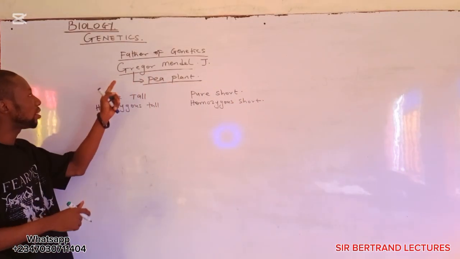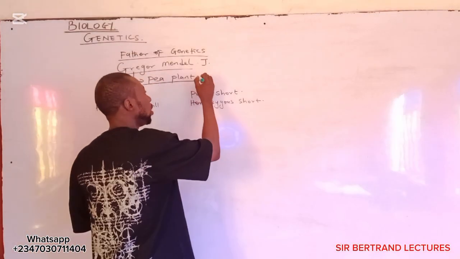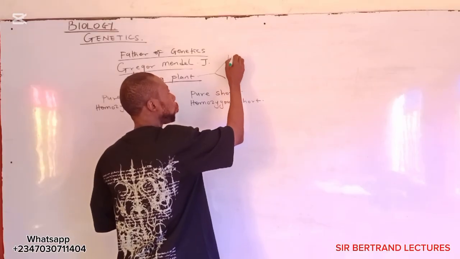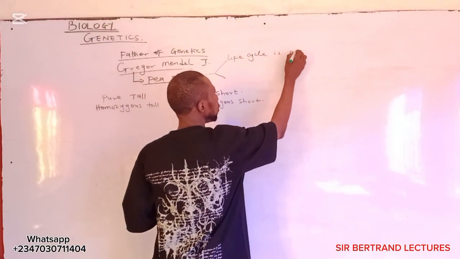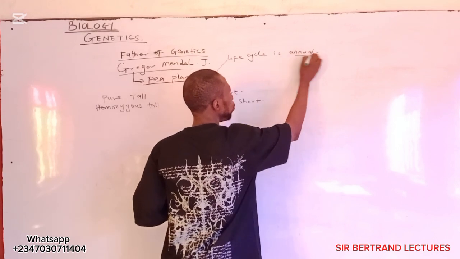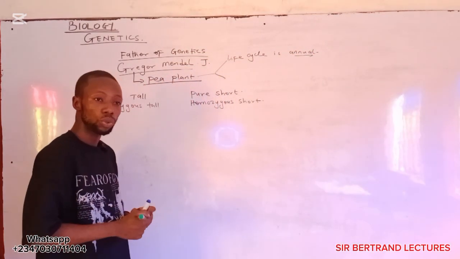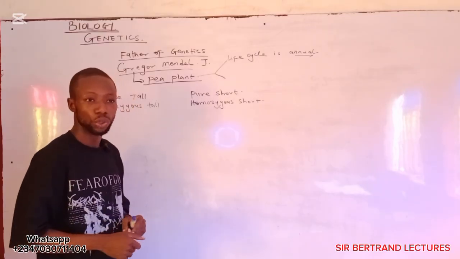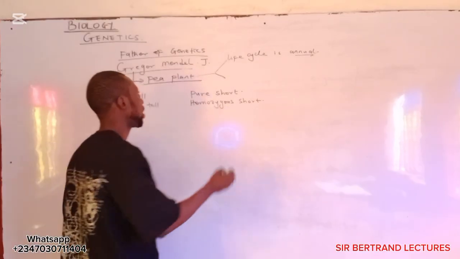Now, why did Gregor Mendel use pea plants in his experiment? He used pea plants because pea plants complete their life cycle within 1 year. All right? They complete the life cycle within 1 year, which enabled him to see the result of his experiment within a short period of time, which is the 1 year life cycle.